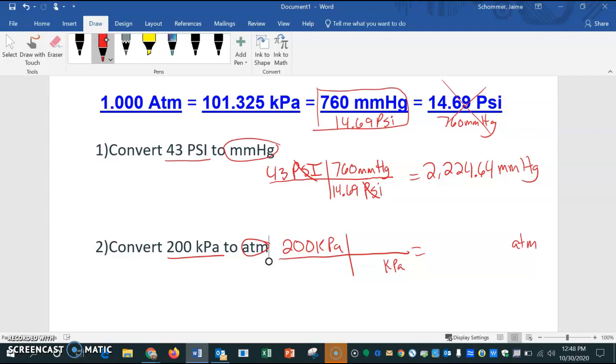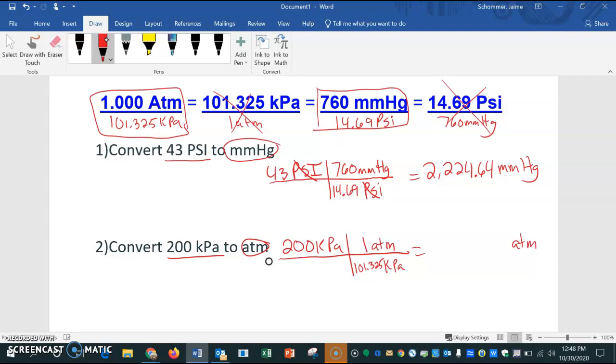So again, like conversion factors, these are equal to each other. So this is equal to 1 atmosphere. This is equal to 101.325 kilopascals. Okay. Well, kilopascals has to be on the bottom, so it's not this conversion factor, it's got to be this guy, right? So 101.325 kilopascals is equal to 1 atmosphere.